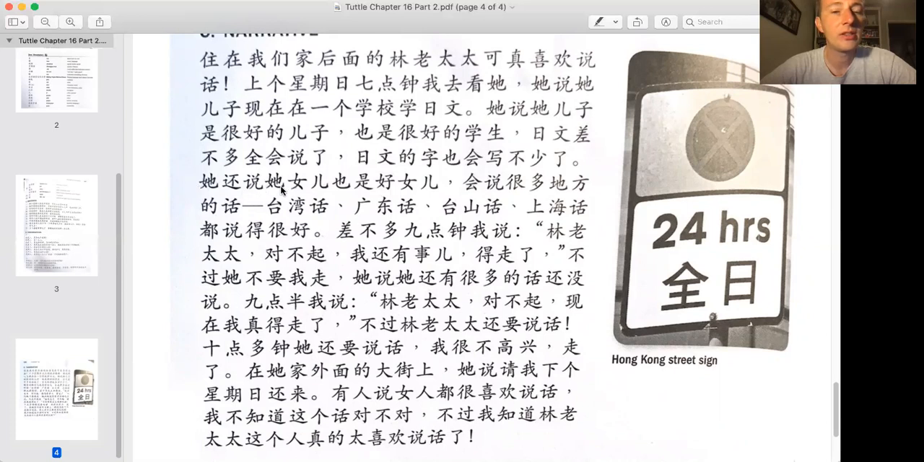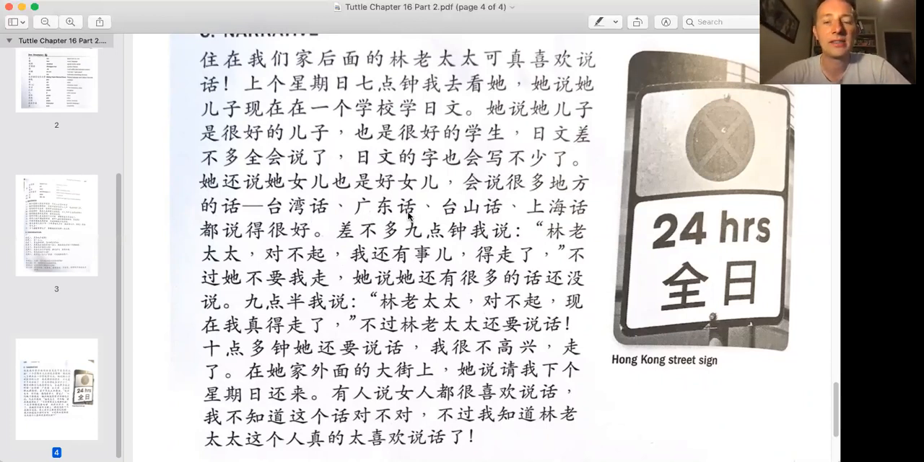日文的字也会写不少了。她还说她女儿也是好女儿。She also says her daughter is a very good daughter. 会说很多地方的话。She can speak the, well, I would translate it as dialects. So dialect is 方言. 会说很多地方的话. And so she can speak the dialect of many places. Taiwan Hua, Taiwanese.